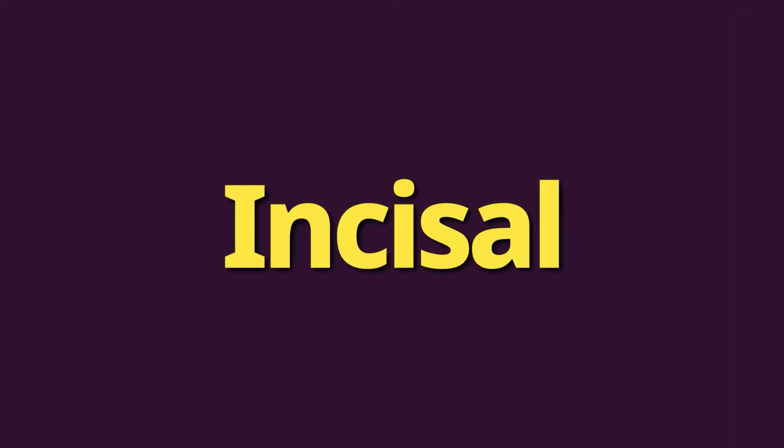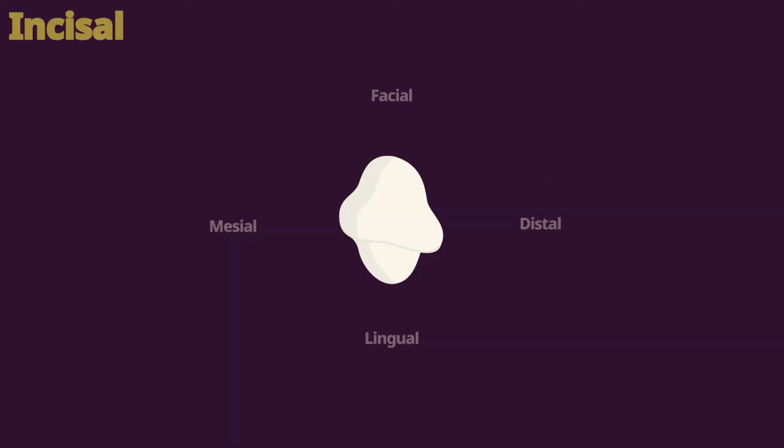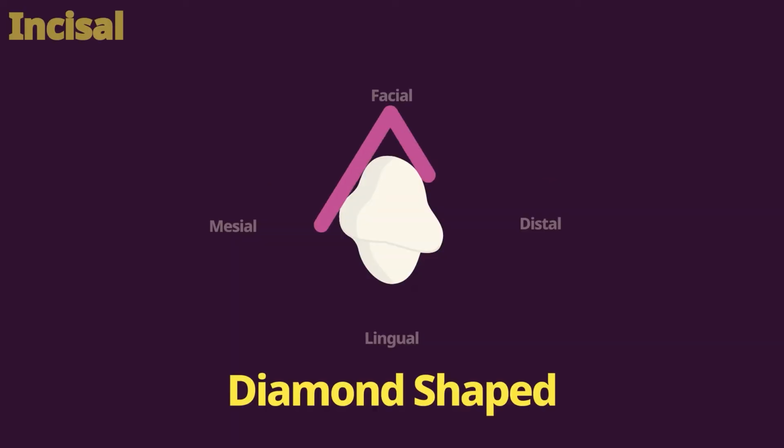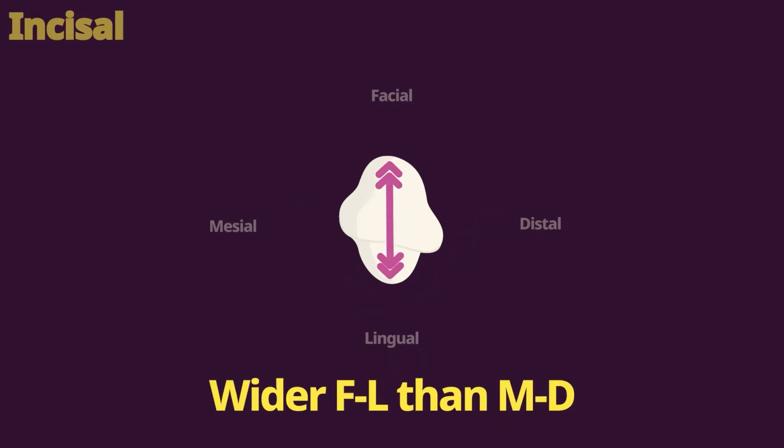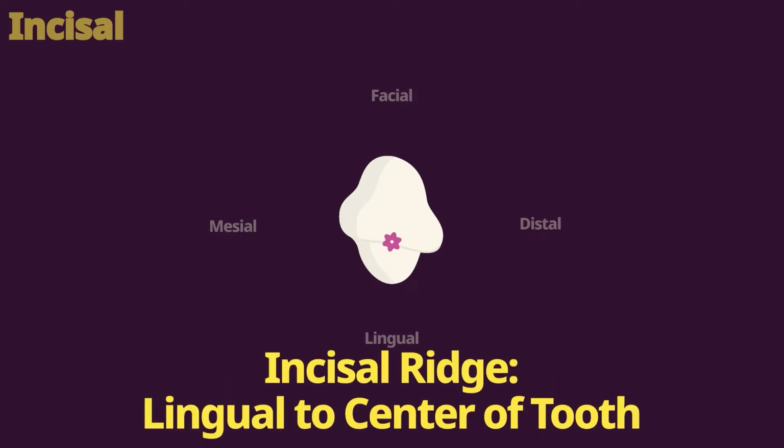Let's look at this tooth from the incisal. From this view, the tooth could be considered diamond-shaped, with a tapering from the incisal ridge to the cingulum. This tooth is wider facial lingually than it is mesial distally. The incisal ridge is going to be lingual to the center of the tooth.